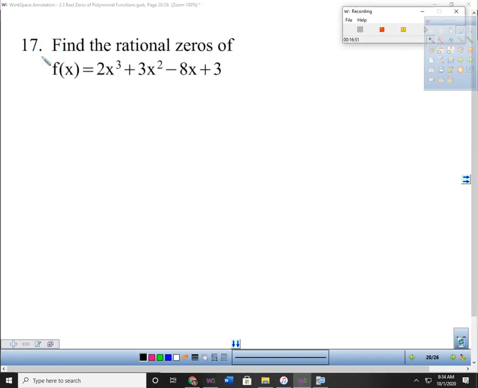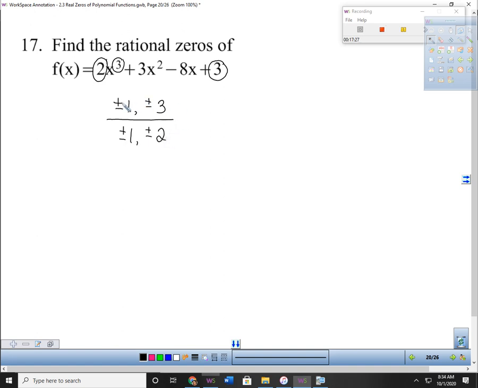So on number 17, we're going to do the same thing. The most I could have would be 3. That doesn't mean I'm going to have 3, but that's the most that I could have. Okay. So I'm going to look up here and say, okay, factors of 3. The only thing that multiplies to make 3 would be 1 and 3. And then I look up here in the front of my biggest degreed term, and I've got a 2. So the only thing that multiplies to make 2 is 1 and 2.